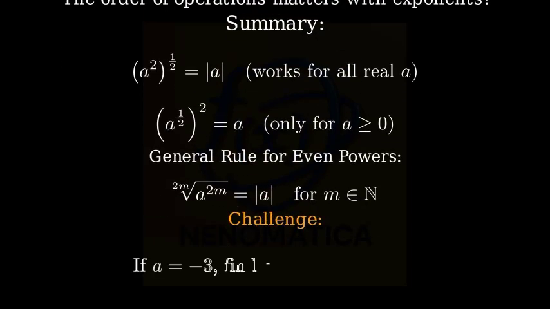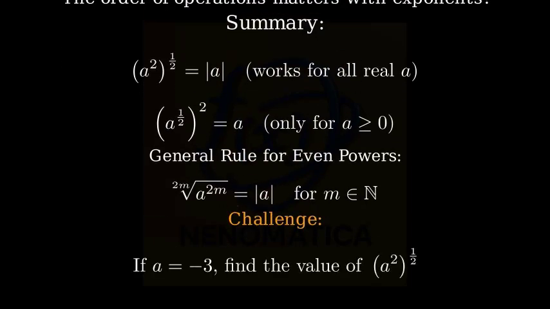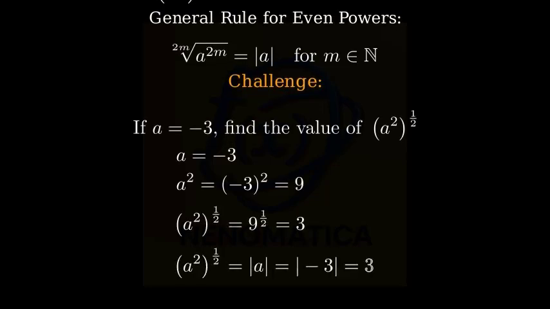If a equals -3, what is the value of a squared then square rooted? Pause the video and try to solve it yourself. The answer is 3. Since a is -3, a squared is 9, and the square root of 9 is 3, which is the absolute value of -3.